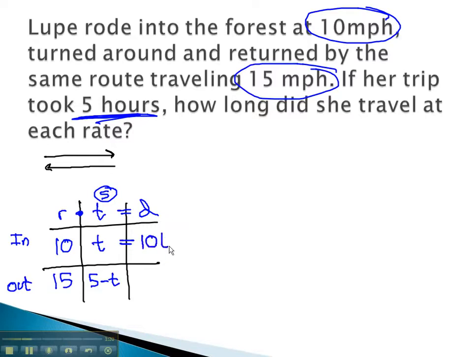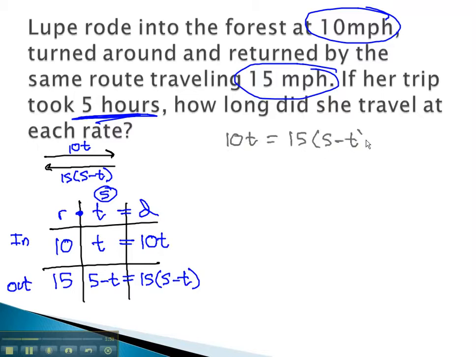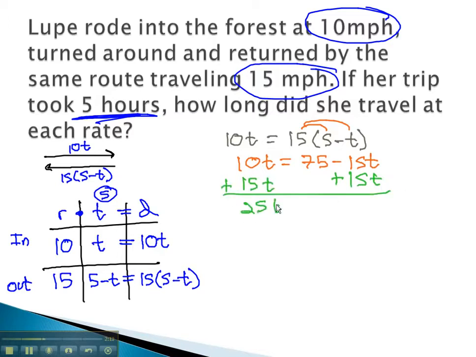This means for our distance, multiplying rate by time, 10t going in, and 15 times 5 minus t coming out. So if it's 10t going in, and 15 times 5 minus t going out, same distance, we can set those equal to each other. We can quickly solve this equation by first distributing the 15 through, giving us 75 minus 15t. Add the 15t to both sides, so the variable is all on one side. 25t equals 75.